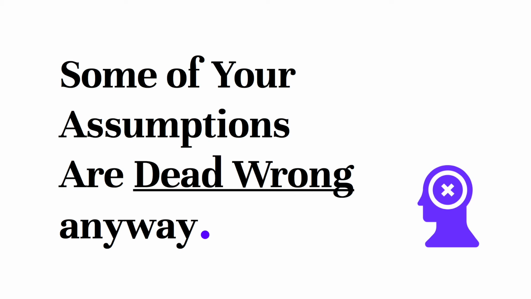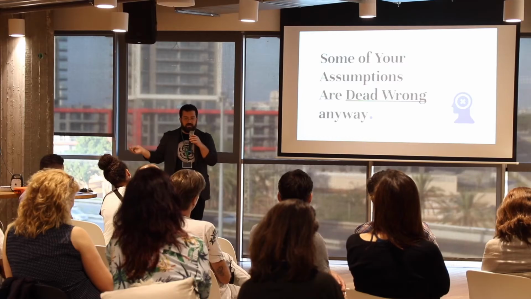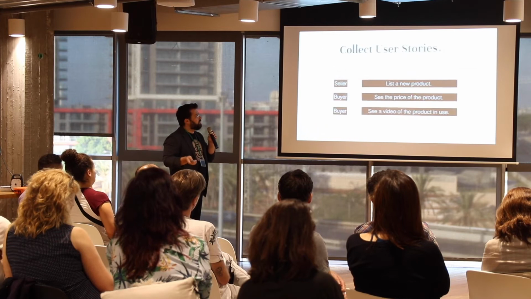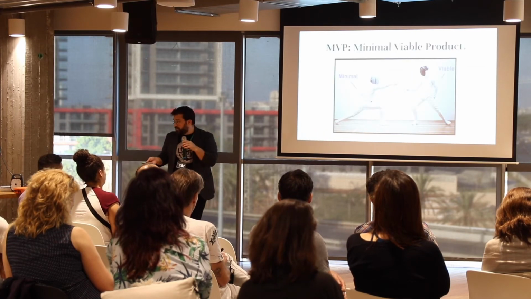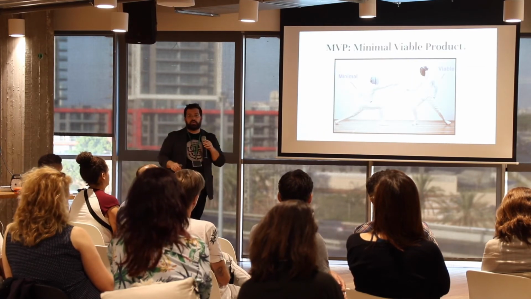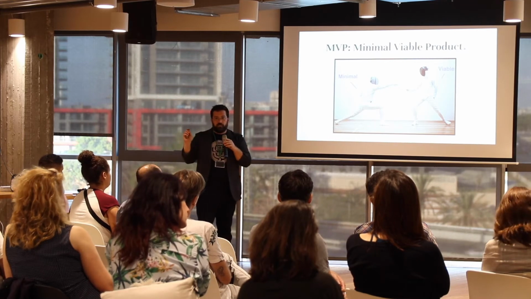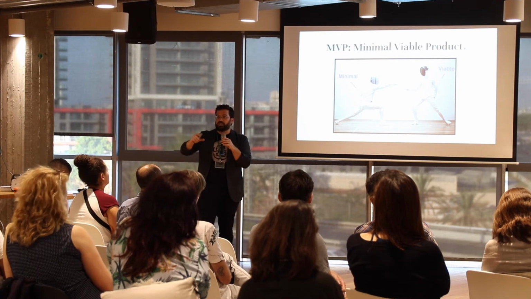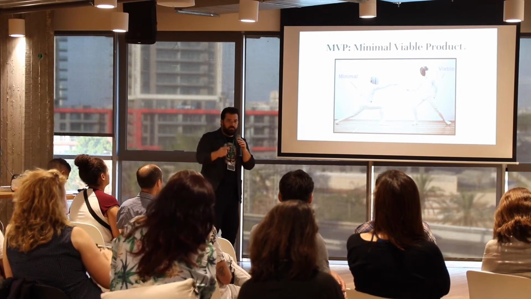Basically what he's saying is some of your assumptions are dead wrong, and what you should do is build a minimum viable product and test it. This is the way we used to do things before the design sprint. It's very important that building is still a big part of this. You actually had to build a product and then measure and learn.